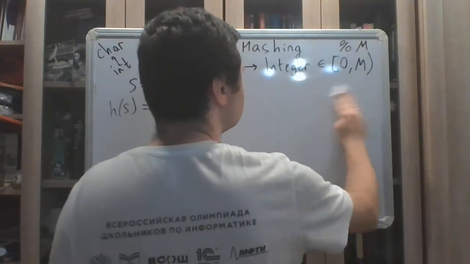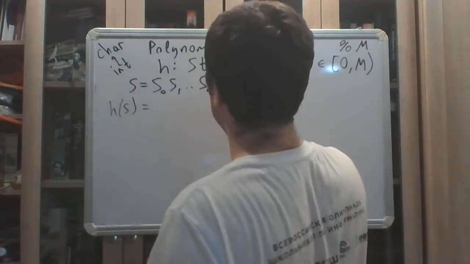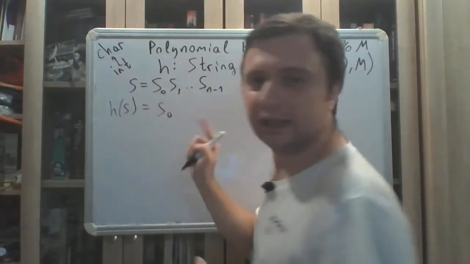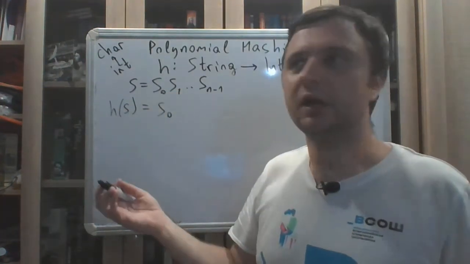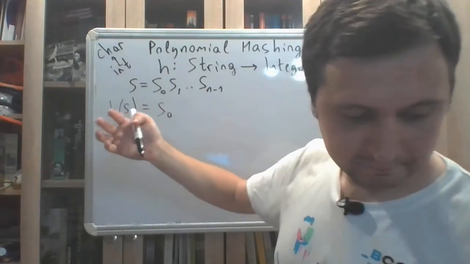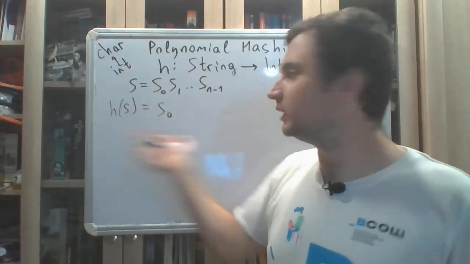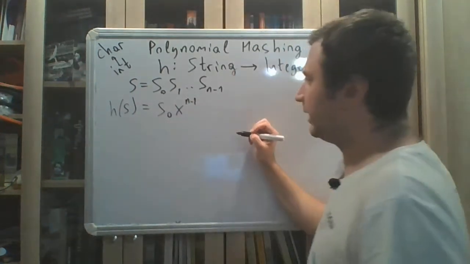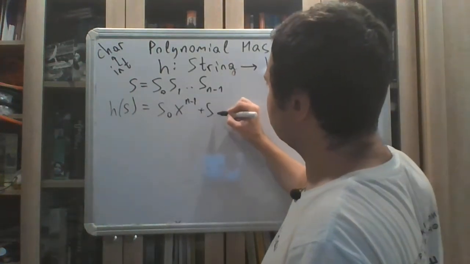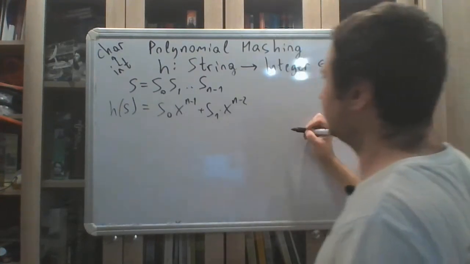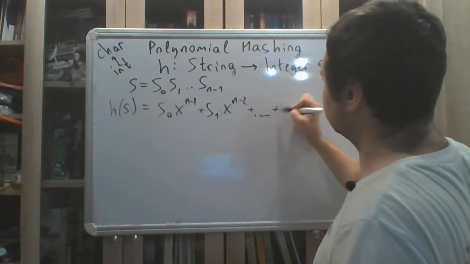So let's do it. Let's say that s_0 is the leftmost coefficient. So in European tradition, we write the largest degree terms to the left. So I multiply it by x to the power of n minus 1. The next letter is multiplied by x to the power of n minus 2, and so on.